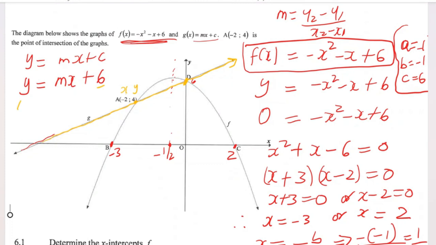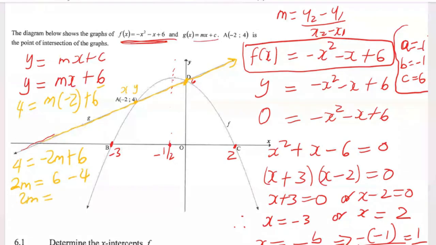You're going to have 4 is equal to m times, what is my x? It's minus 2, plus 6. So this is going to be 4 is equal to negative 2m plus 6. Okay, so negative 2m is equal to 4 minus 6, which is negative 2. So my gradient is just equal to 1.